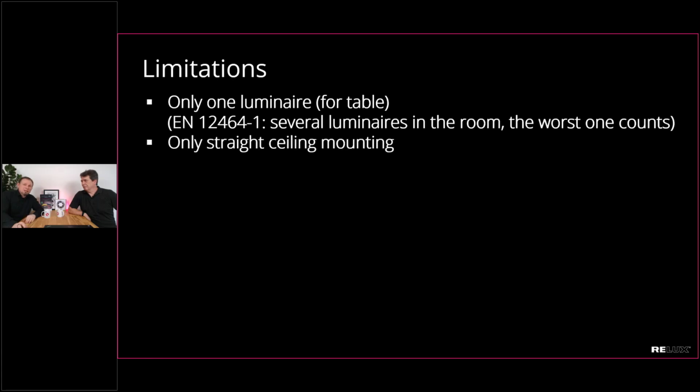Then you can just use luminaires which are installed straight. So it means not angled, not flipped, not aimed somewhere. It just must be installed straight downwards on a ceiling, including suspended ones, but mounted on a ceiling in a way. So it's not applicable for wall luminaires or freestanding luminaires. It's just applicable for one plane of luminaires on the ceiling, straight downwards. That's all.